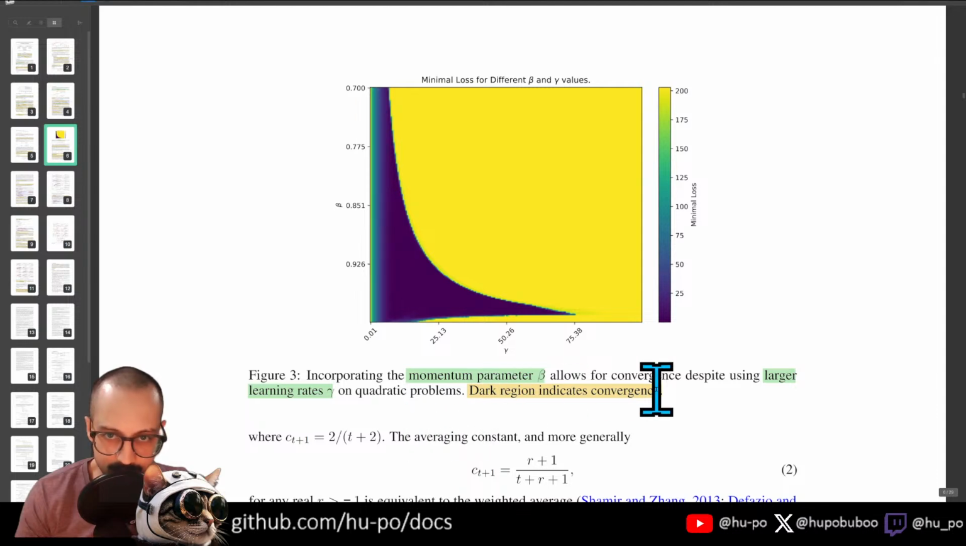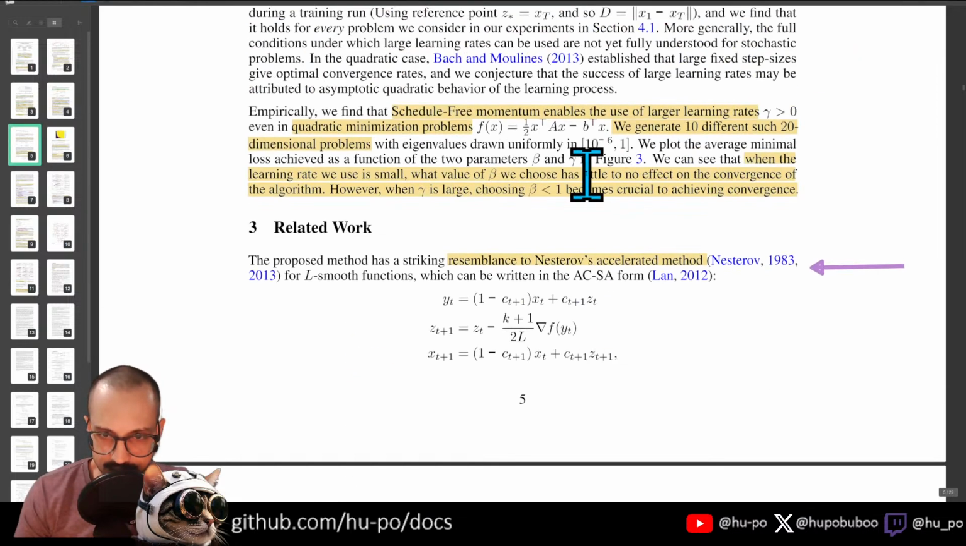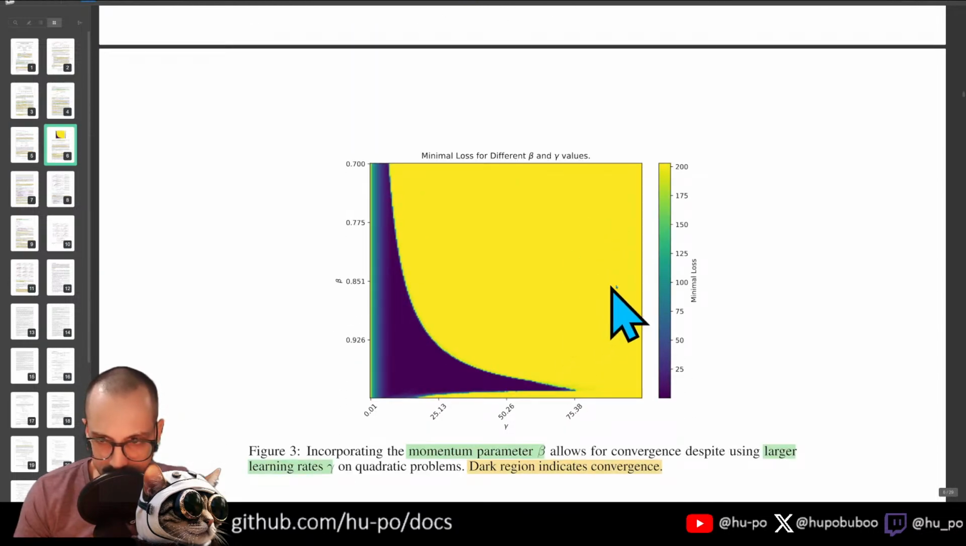Dark regions indicate convergence. Okay, so this is kind of interesting. This is for the problem here. They basically created these arbitrary 20-dimensional quadratic minimization problems where you're trying to find the minimum of this quadratic function. And they tried different values of beta and different values of gamma. So you're trying to minimize this. So you start at this point here. If you have a beta of 0.775 and a gamma of 50, this is your learning rate.